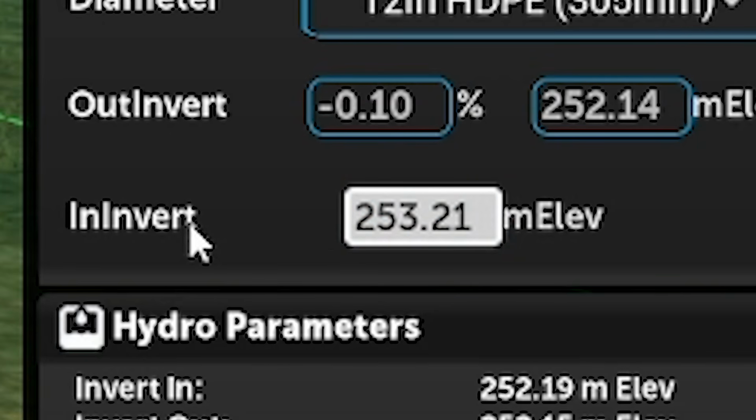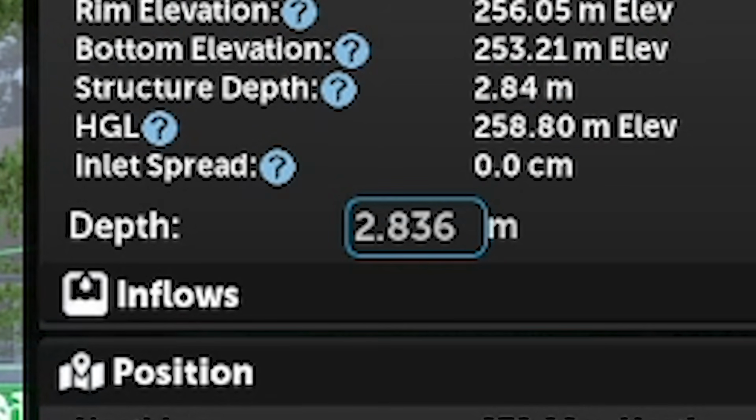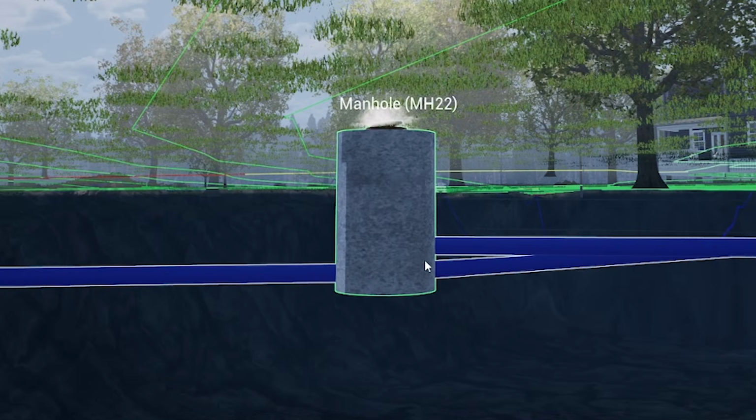So anyway, if we change that, so that manhole is now much more sensible, 2.8 meters deep. You may be wondering, can you have pipes coming in at different levels? Yes, that would be called a backdrop.